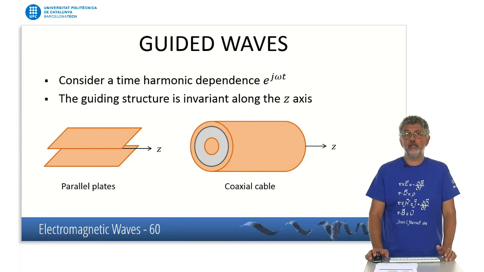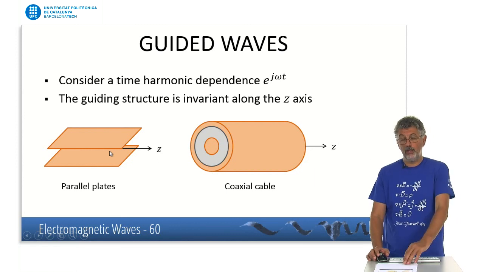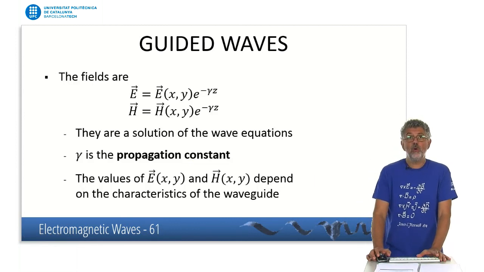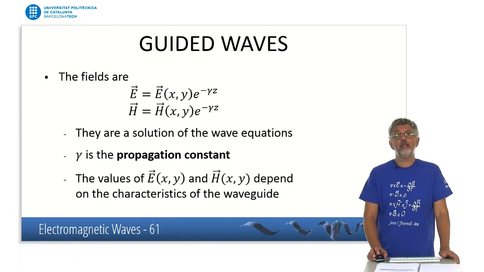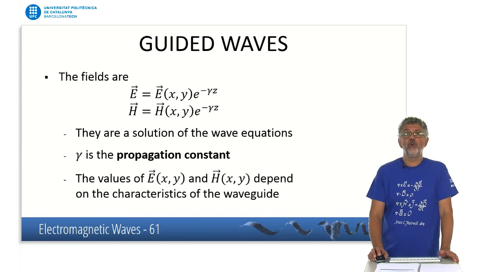wave inside that structure. We're going to use a harmonic dependence of the type e to the j omega t, and we are assuming that the guiding structure does not change along the z-axis. And we're going to have a wave propagating along this z-axis. Now, we don't know how the fields will be, but it can be shown that the electric and the magnetic field will respond to this sort of expression.